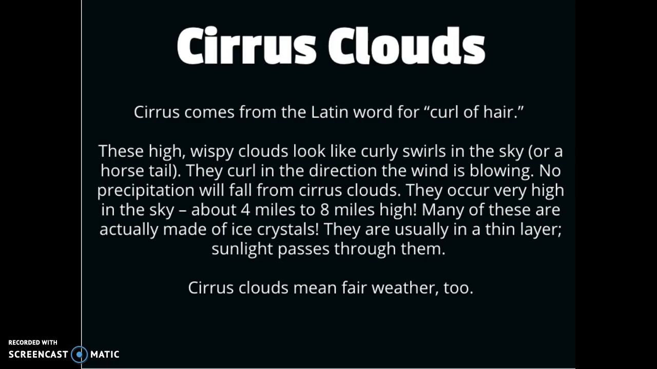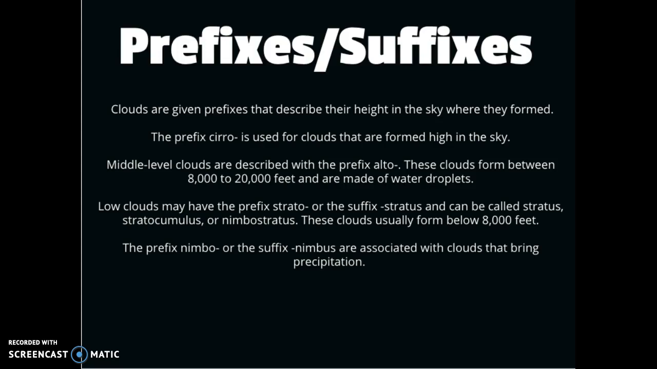Now that we've covered our three main types of clouds, I want to talk a little bit about prefixes and suffixes. Now you know that we can take these kind of clouds and we can add something to the beginning of them or something to the end of them that changes what they mean. Cirrus clouds come from that prefix word cirro, which means clouds that are formed high in the sky. So anytime you see that word or a variation of the word cirro or cirrus in a name, they are formed very, very high in the sky, above 20,000 feet.